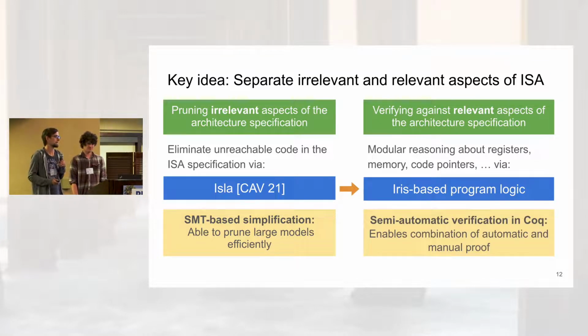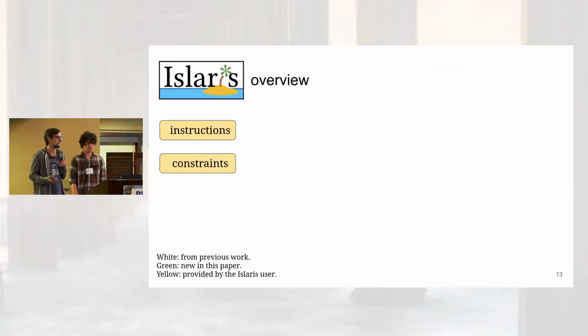In particular, this gives us a nice semi-automatic verification tool in Coq where we get nice modular reasoning principles from Iris, which we then can combine with automatic and manual proof as necessary. So altogether, we take Isla's SMT-based symbolic execution together with the nice modular reasoning principles from our Iris-based program logic to obtain Islaris. So now let's have a look how all of these parts actually fit together.